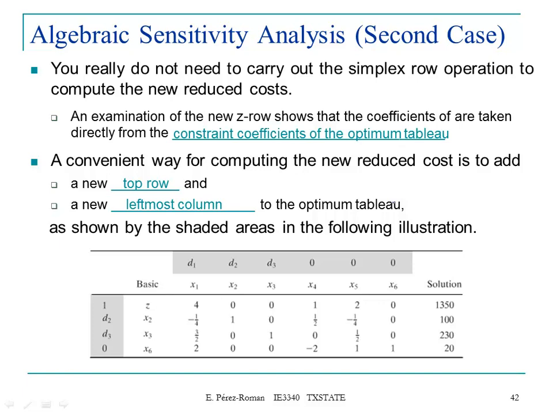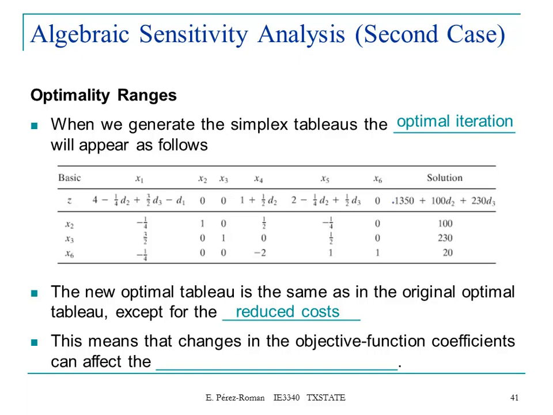So we have the original optimal tableau, with your row 0 and rows 1, 2, and 3, and we are adding this row and this column. How are you able to do this? You know D1 is associated with X1, D2 is associated with X2, and D3 is associated with X3. What we're trying to achieve here is to get this row from the optimal solution without having to compute the top rows iteration by iteration.